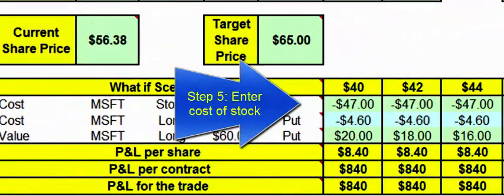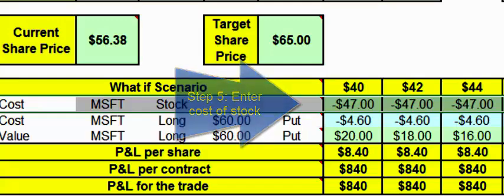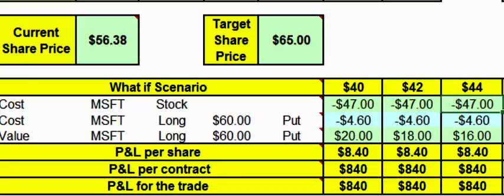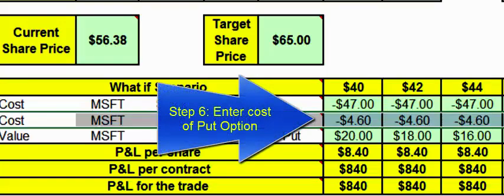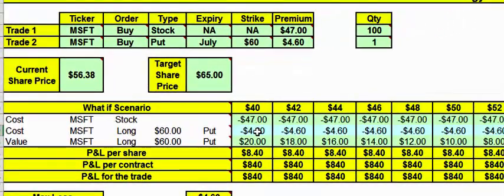So the next step we do is we enter the information. We know that we paid out $47 for the stock. So no matter what happens to share price, that will never change. We've paid out $47 for the stock price. The next thing is we know what we paid out for the $60 put option that we bought for Microsoft, and we paid out $4.60 per share. So that's a cost. No matter what happens to share price, that cost is always fixed for us.